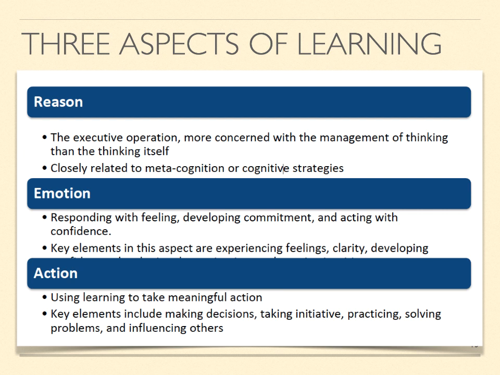Again, this is taken from our PowerPoint for the chapter, so this may be familiar to you. Three aspects of learning: reason, emotion, and action. Reason is probably the most important one in the sense that it's concerned with the management or organization of thinking rather than thinking itself. So it's thinking about thinking, like what we're doing in this class. You're probably pondering why you think a certain way or why you interpret something in a specific way. And that's really what reason is.